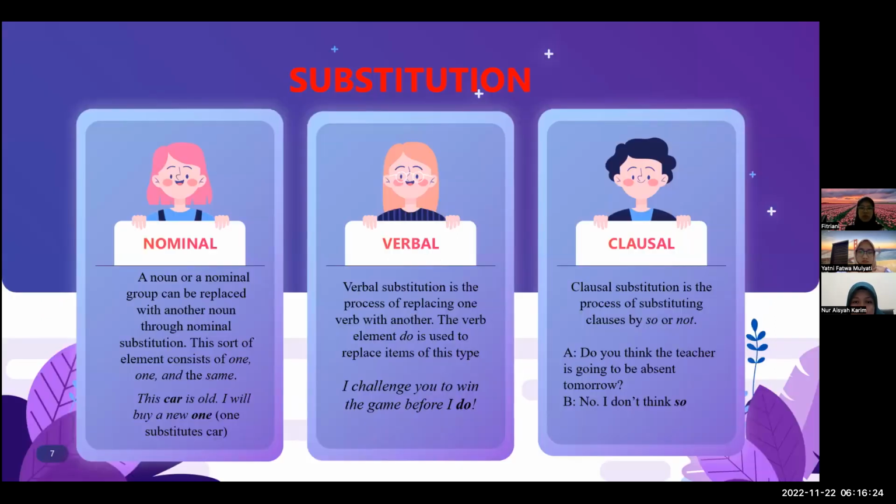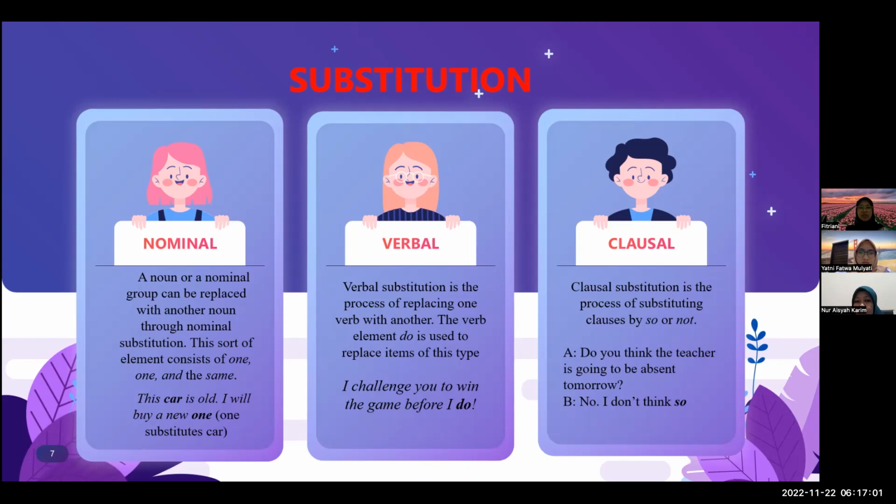Well, now the second one is substitution. Substitution occurs when one item in the text is replaced by another in order to avoid repetition. This is the definition of substitution. And you can see here there are three types of substitution: nominal substitution, verbal substitution, and clausal substitution.